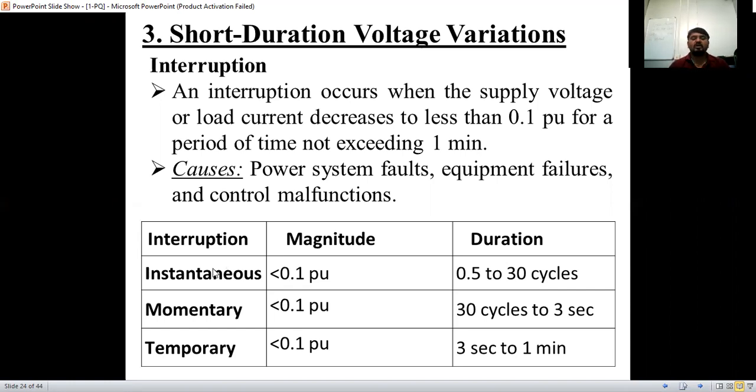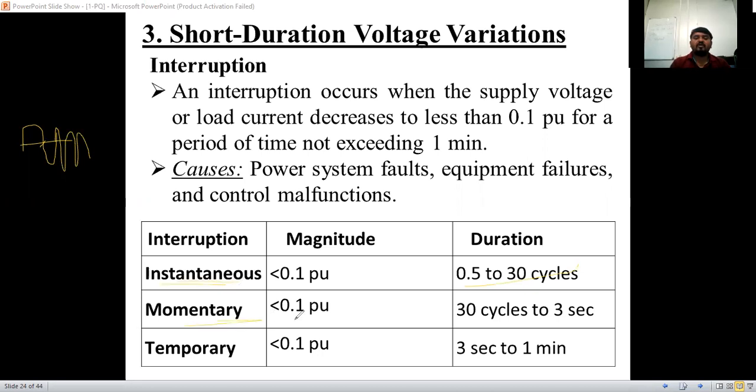The interruption is from 0.5 to 30 cycles, not seconds, 30 cycles here. One full cycle is this one we are going to call one cycle, like that from half a cycle to 30 cycles we are going to consider. Up to 30 cycles, that is nothing but an instantaneous interruption.